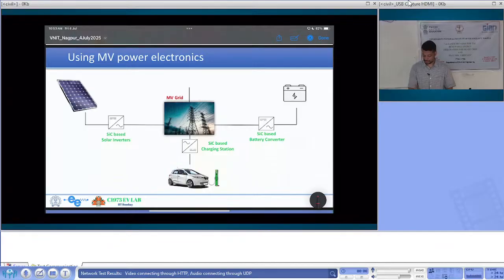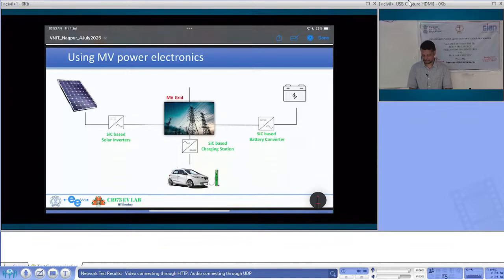Similarly, you have 11 kV access, you directly have a power electronic converter, and which gives you 500 volt output with which you can charge the vehicle, right? And same way, integration of storage also can happen, right? Because batteries would be 500, 600 volt, and it directly connects to 11 kV using a power electronic converter.